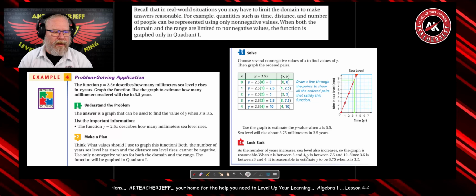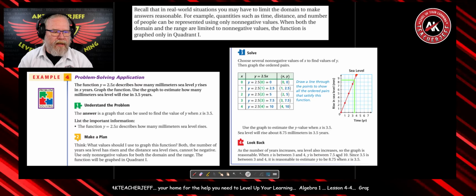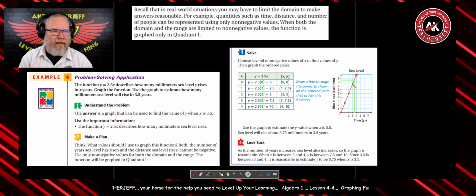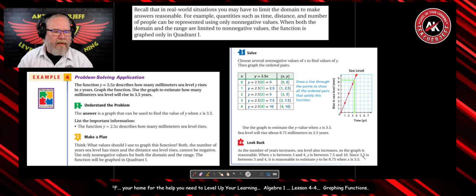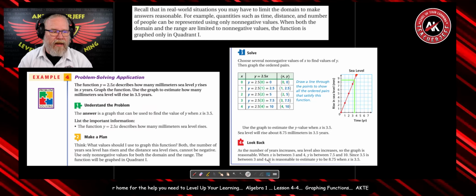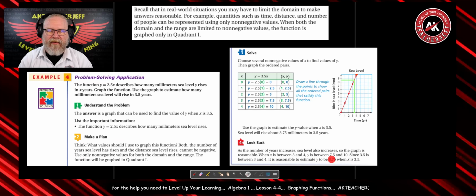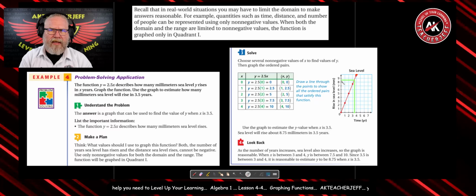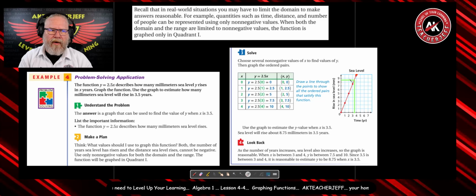When x is between 3 and 4, y is between 7.5 and 10. So we see it's between this dot here, 7.5 and 10. Since 3.5 is halfway in between 3 and 4, it's reasonable to estimate that y would be 8.75 whenever x is 3.5. So just eyeballing it, we said it was like 8.5. Turns out it's 8.75. Pretty close, right?